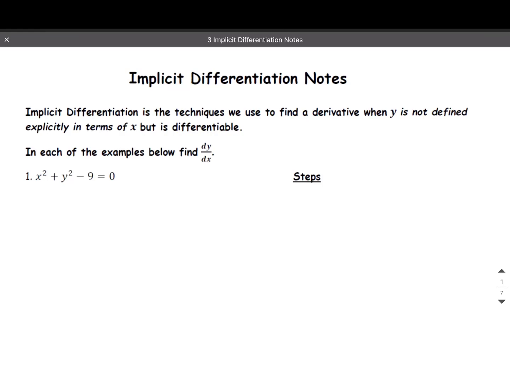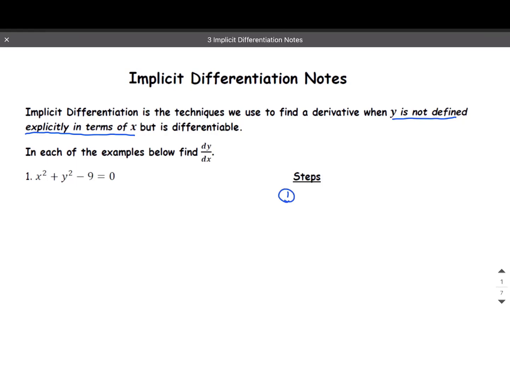So implicit differentiation is the technique we use to find a derivative when y is not defined explicitly in terms of x. In other words, it's not "y equals," but it has to be differentiable. For instance, if you look at this example, x squared plus y squared minus 9 equals 0, we really don't want to have to solve that for y, because you'd have to take the square root of both sides, there'd be plus and minus the square root, and it gets really messy. So it's nice if we can take the derivative without having to solve for y.